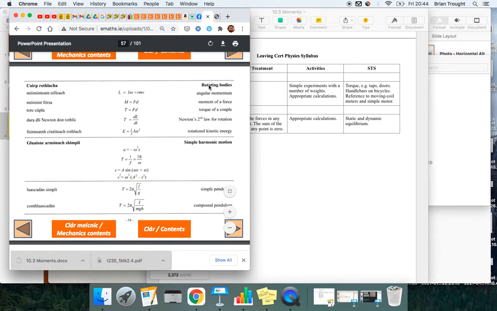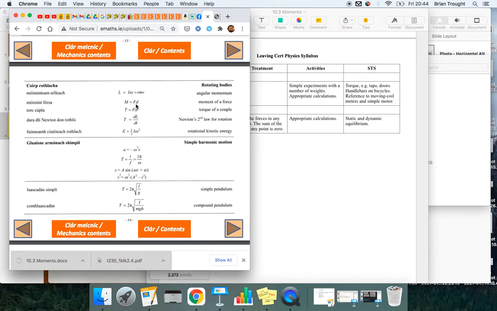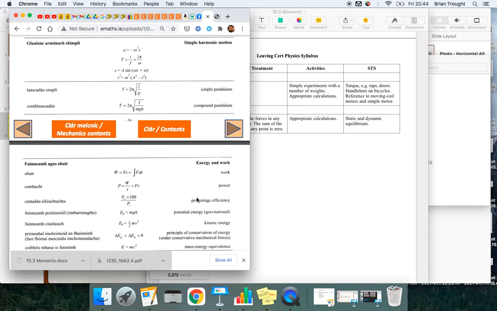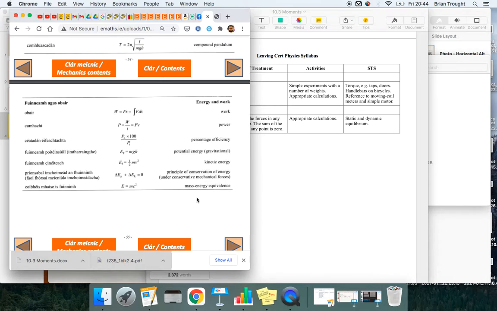And now we get to these things. Angular momentum, nope, here we go. Moment of a force. The formula that you need to know here: moment of a force is equal to F by D. I'd like you to be able to state what F and what D is. We also have this thing called torque of a couple, which is the same formula. I'd like you to know what that D is. It's different to the one above. And the rest of the equations are not relevant for this section at all.